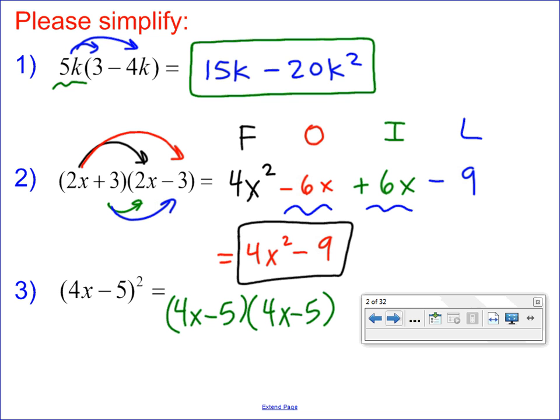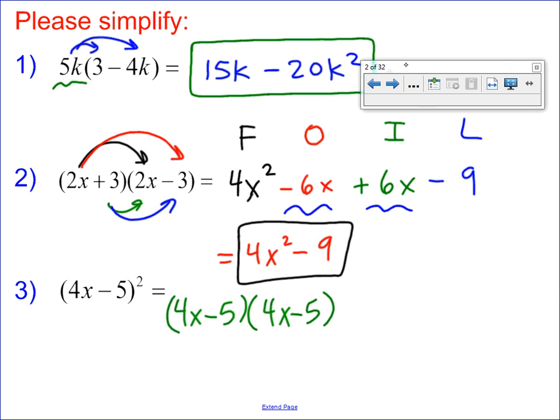just like number 2, right? It's still a FOIL problem, just like number 2. Do not distribute this exponent through the parentheses. We can't do that if there's addition or subtraction inside. In this case, there's subtraction, so we're not going to distribute that exponent through the parentheses, right? We can't do that. Instead, we can multiply 4x minus 5 times itself, 4x minus 5, and do a FOIL problem just like number 2.